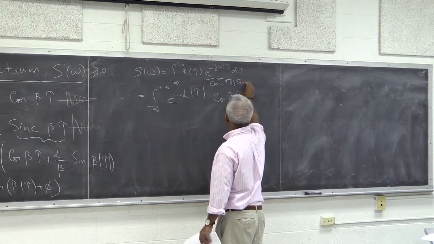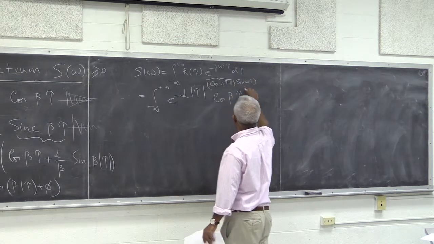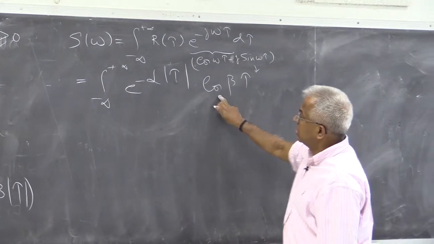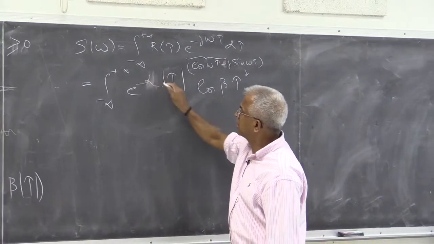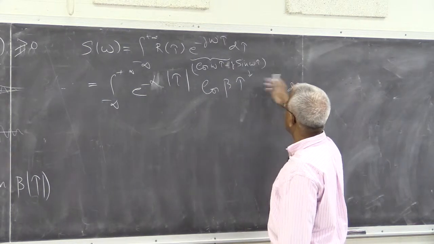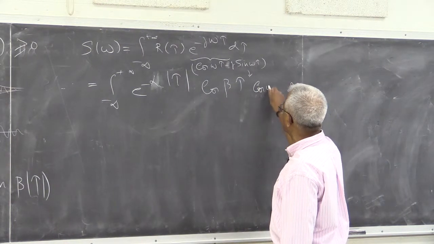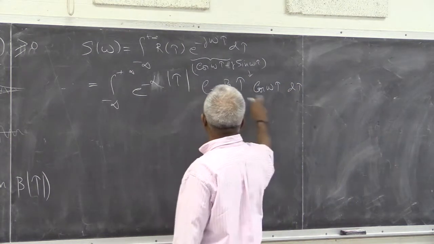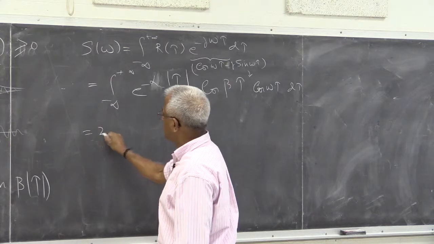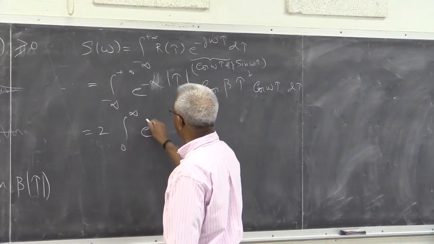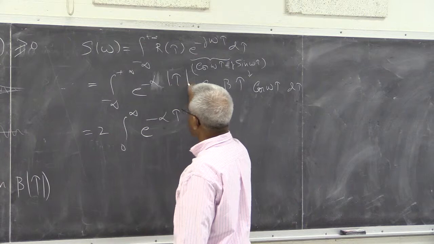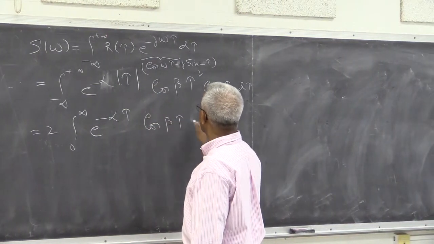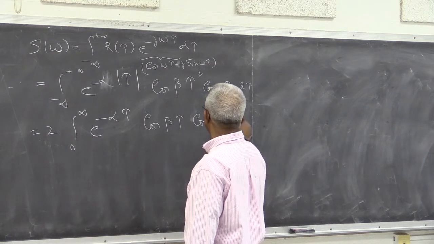So the argument is, when you substitute it here, cos is an even function, this is an odd function, this is an even function, this is an even function in tau. So only the odd term is not going to contribute. So first of all we have this to start with. And so this is an even function. So this integral is 2 times the integral from 0 to infinity e raised to minus alpha tau. Once again, you don't need the absolute value here. Cos beta tau cos omega tau d tau.